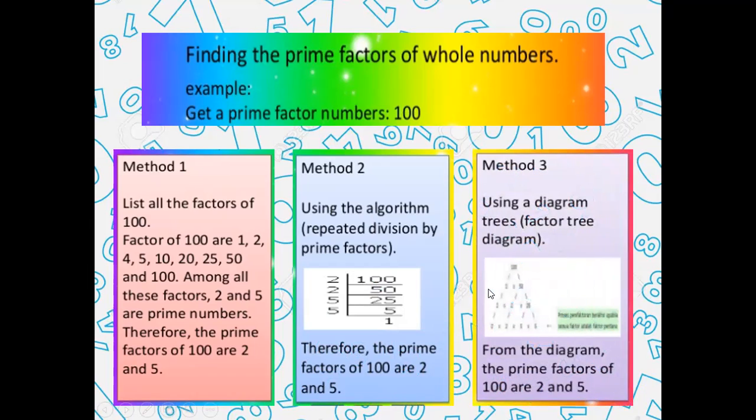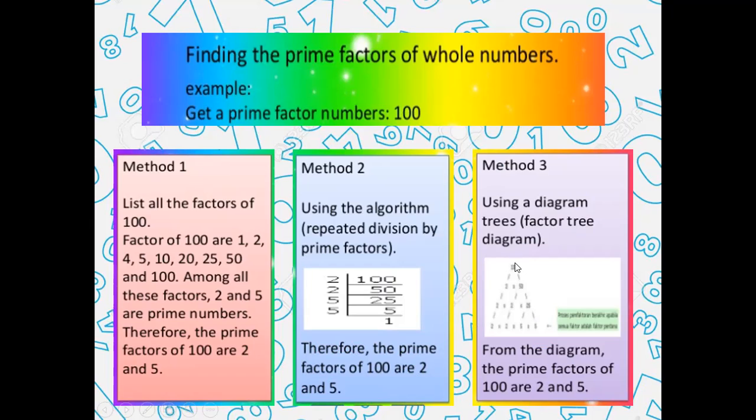The last method is using a diagram of trees, or sometimes you call this a factor tree diagram. So we will be putting 100 on top, and then we're going to look for factors of 100. We can have 2 multiplied by 50. 2 we cannot divide anymore, so we'll just take down 2 there. And then for factors of 50, we can have 25 multiplied by 2.